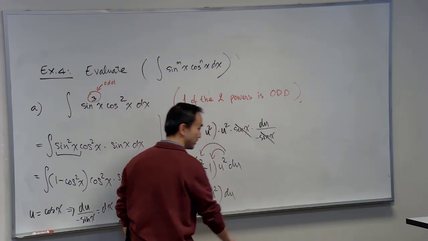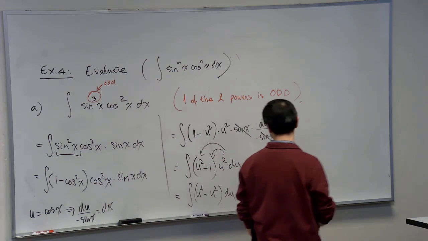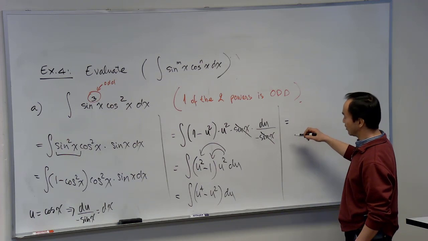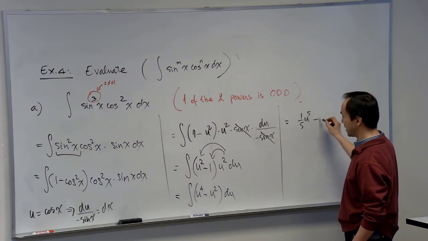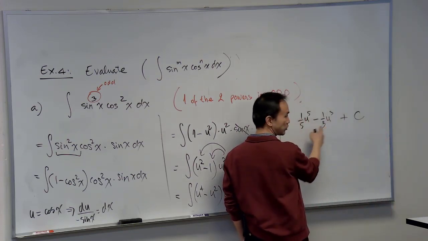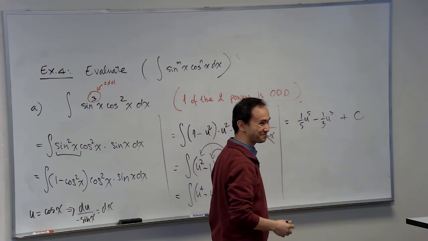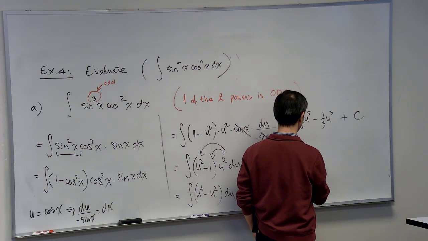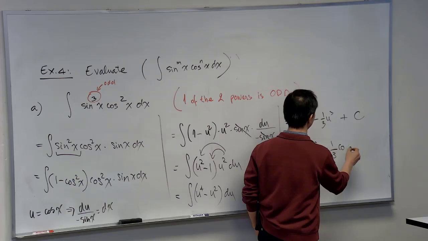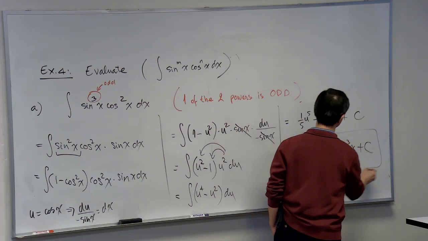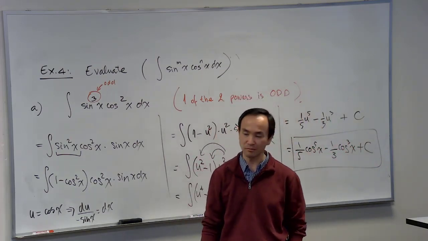The integral here is going to be 1/5 u to the fifth minus 1/3 u cubed plus C. But then remember, don't forget to bring back your original variable. So now we're going to have 1/5 cosine to the fifth of x minus 1/3 cosine to the third of x plus C. There we go. We solved another antiderivative problem.